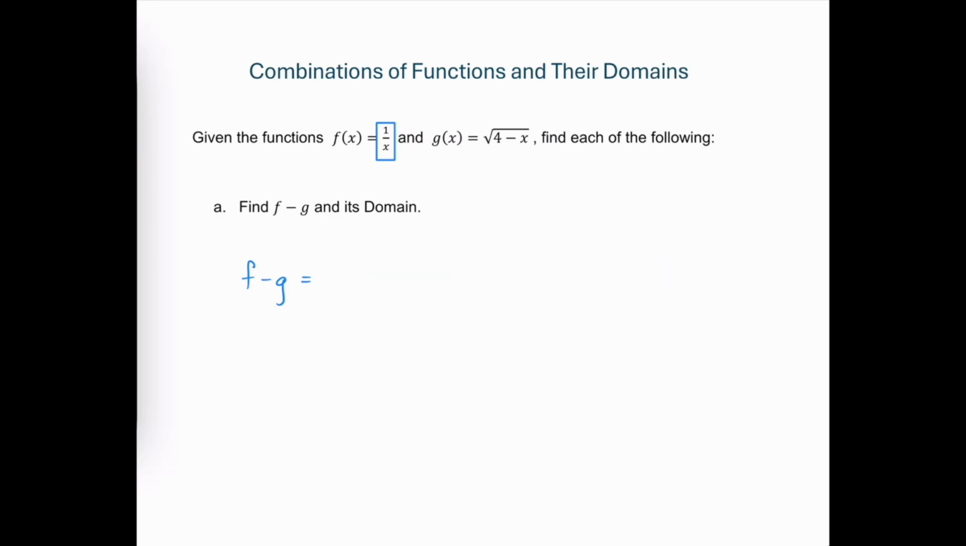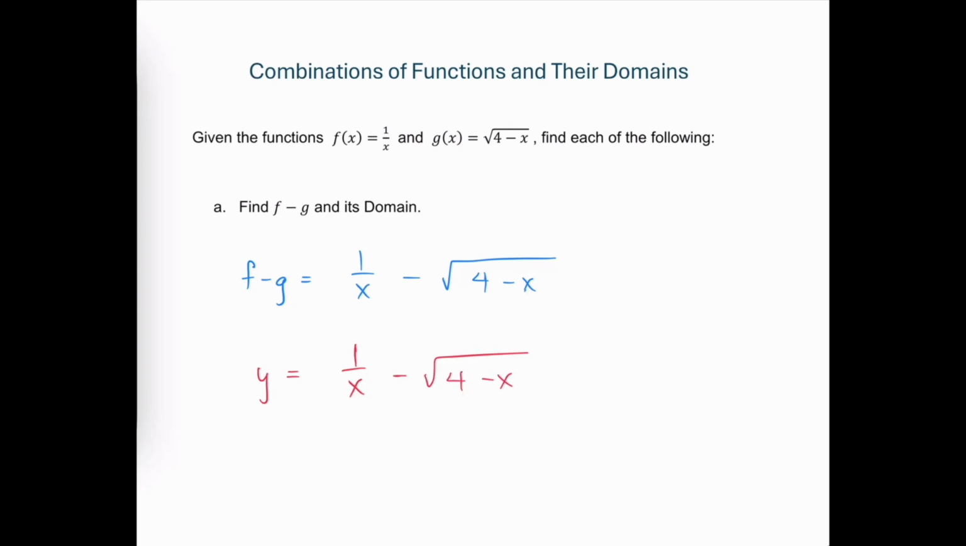So we'll take the f of x function, which is 1 over x, and from that we'll subtract the square root of 4 minus x, which is the g of x function. And that's it, because essentially this is functional notation that is representing the output of a function, or the y value. So we could have written this as y is equal to 1 over x minus the square root of 4 minus x, like this.